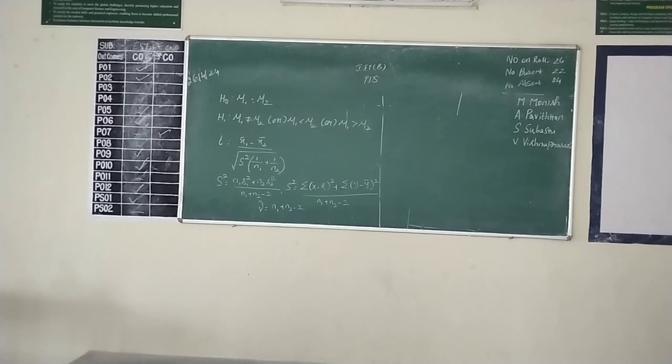N minus 1 for paired data, and for independent data, n1 plus n2 minus 2. Independent means any two sets of samples, so degrees of freedom will be n1 plus n2 minus 2. For paired data it is n minus 1 because we are going to take only one sample. So the degrees of freedom will be n minus 1.